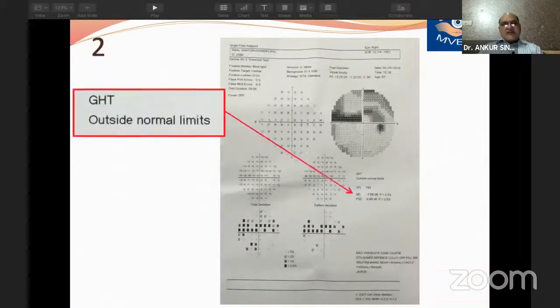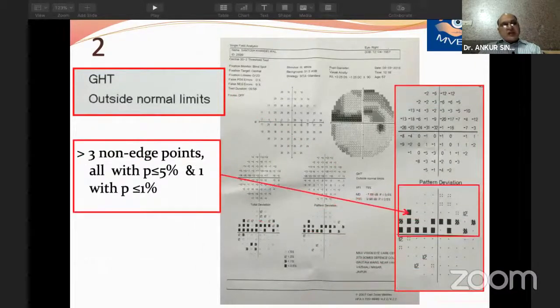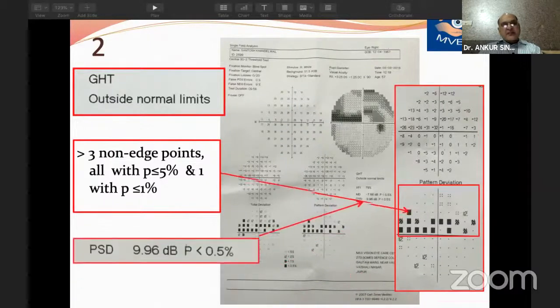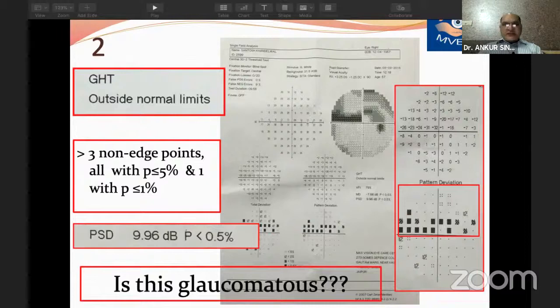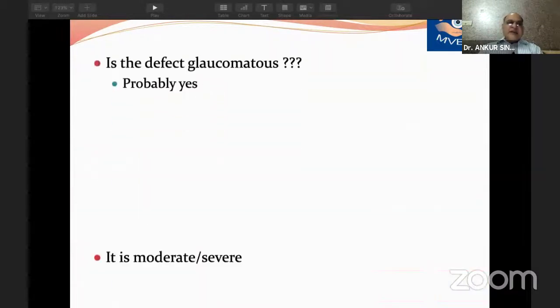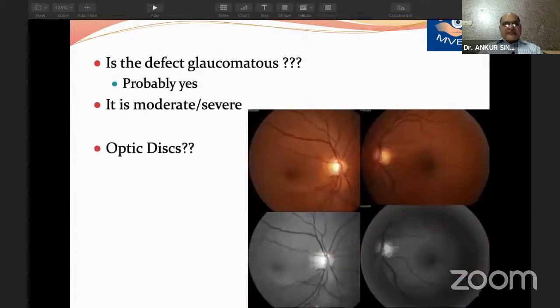Now this is another visual field. Again, we have GHT outside normal limits, more than 3 non-edge points having a p-value of less than 5%, and one of which has a p-value of less than 1%. PSD again less than 0.5%. So is this glaucomatous? As per the Anderson-Patella criteria, yes, it is glaucomatous, and it will probably be moderate to severe. When we look at the disc, we find the discs do have a compromise, it does have glaucoma.